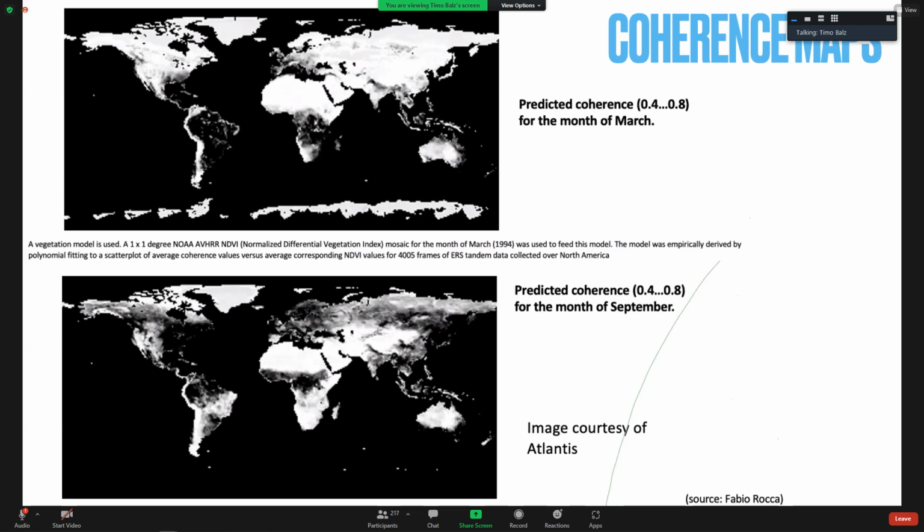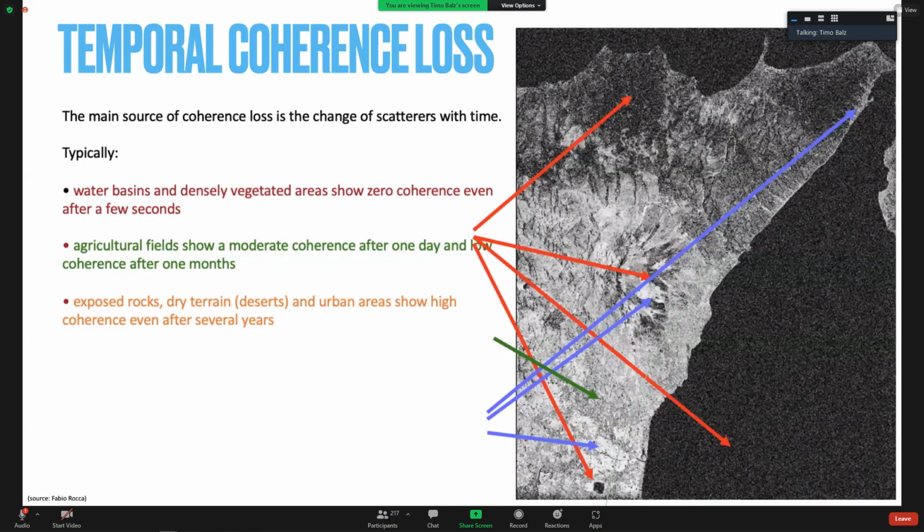You see that here: when we have low coherence, in black, we would have more vegetation. When we have high coherence, we would have less vegetation. So it is also a tool for identifying vegetation. We are losing coherence over time, because there is a time difference between the two images. We lose it depending on the time difference.